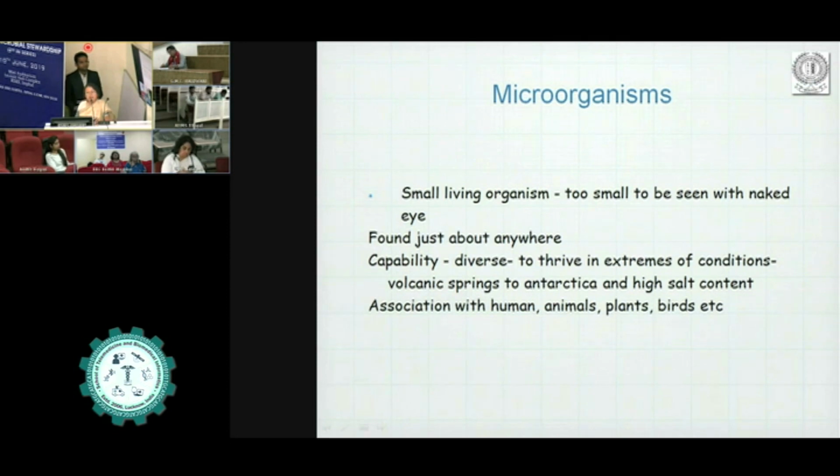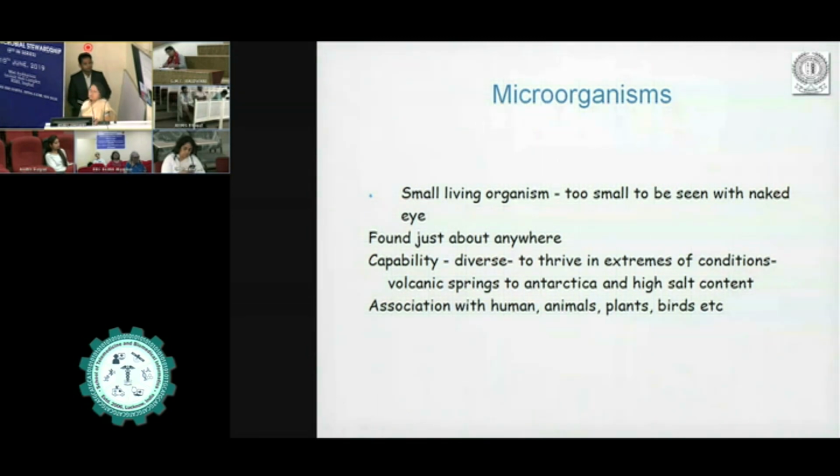So microorganisms, when we say microorganisms, what we understand is those organisms which are too small to be seen with the naked eye. We may think that because it is not visible to the eye, it is not there, but that doesn't mean it is not there. It is just about everywhere: on the tabletop, on the chair, in the environment, in the air, on the floor, in the water, almost everywhere.